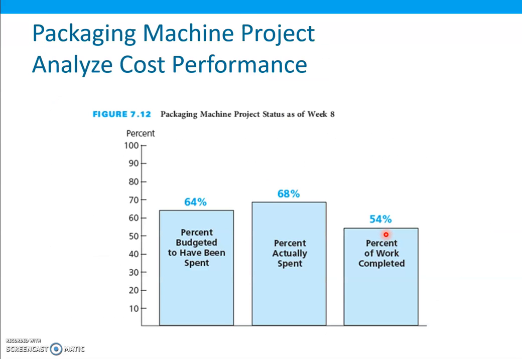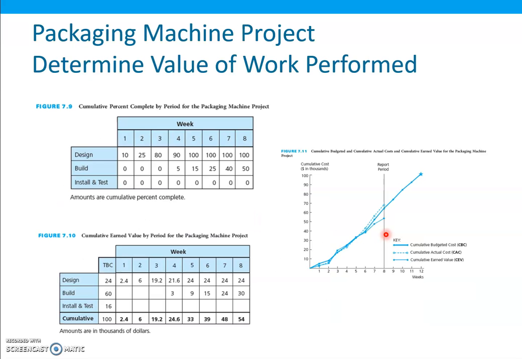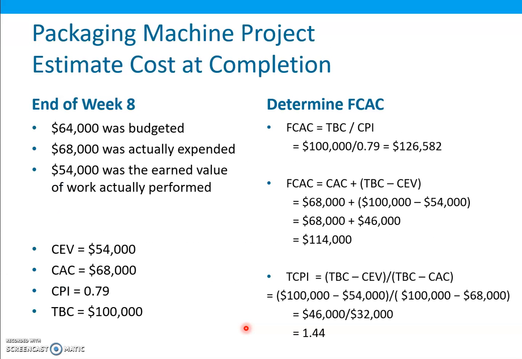Cumulative earned value actually is $54,000, but here I think it was written as $46,000 by mistake. Nevertheless, $54,000 is there already, correct? And then $100,000 minus $54,000 is $56,000. So the total will be $114,000. So in this case, the forecasted cost at completion will be $114,000.